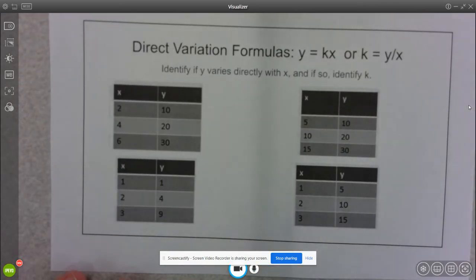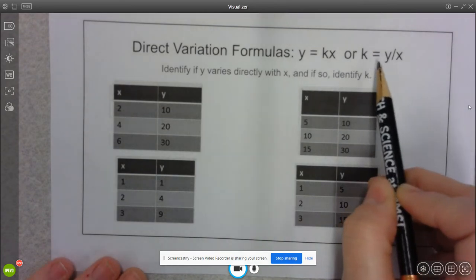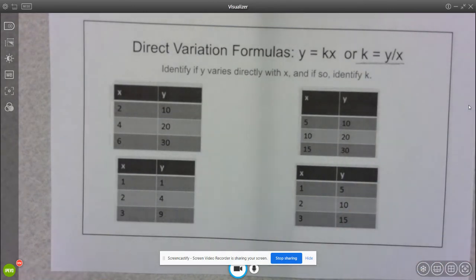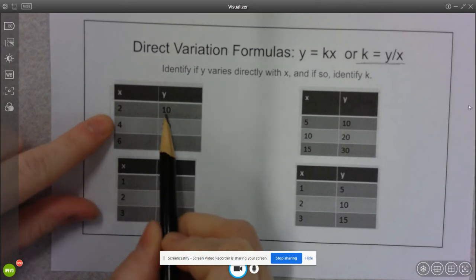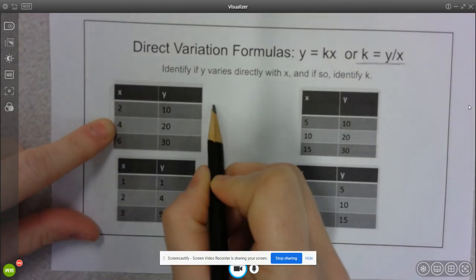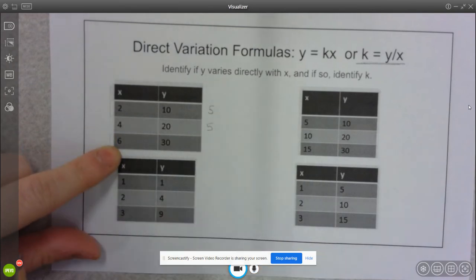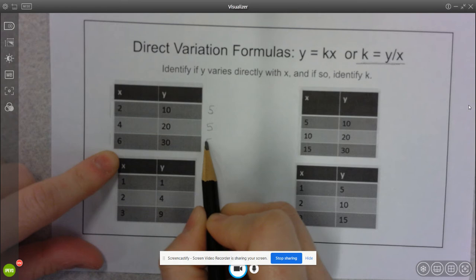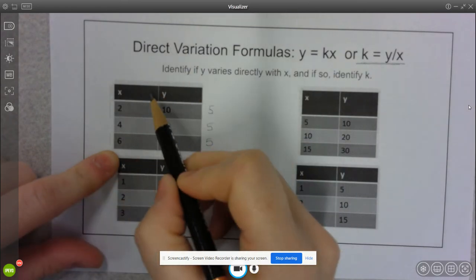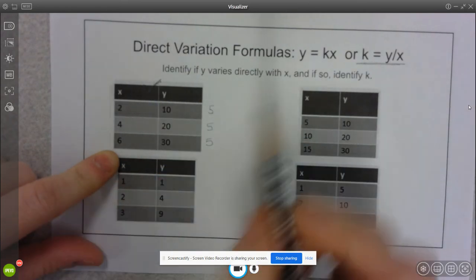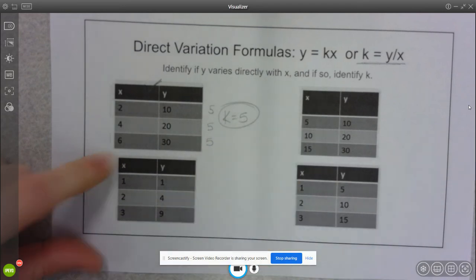Down here, I'm going to use this formula and do y divided by x. And if that number is always the same, then I know it's direct variation. So 10 divided by 2 would give me 5. 20 divided by 4 would give me 5. 30 divided by 6 would give me 5. So this is direct variation, and I know that k is equal to 5.